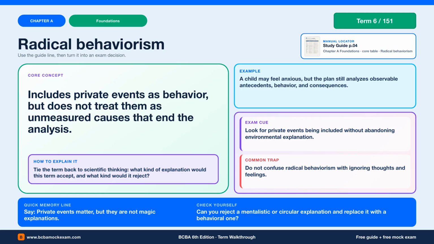The exam cue is private events being included without abandoning environmental explanation. The trap is thinking radical behaviorism ignores thoughts and feelings. It does not ignore them. It treats them as behavior too. Memory line. Private events matter, but they are not magic explanations.